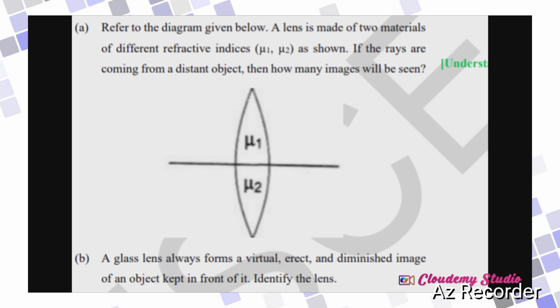In the first question, it is given that the given lens is made of two materials having refractive indices mu1 and mu2. It is asked that after refraction of the light from the distant object, how many images will be seen? Since the refractive indices of the upper and lower half of the lens are different, after refraction, the object will clearly form two different images because both the upper and the lower halves will refract the incident ray to different extents. So obviously we can form two different images after refraction.